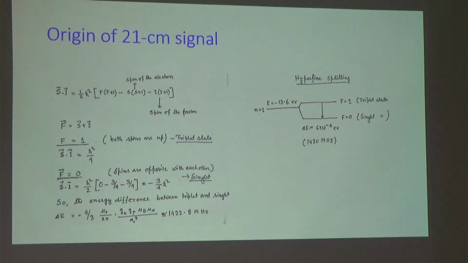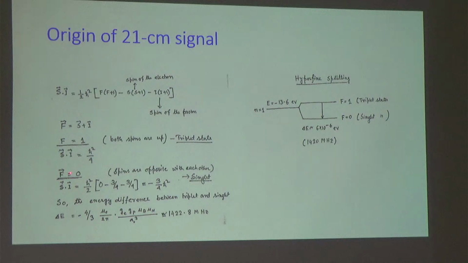F is the total spin, proton spin plus electron spin, and it can have two values, 1 or 0. So 1 means when proton spin and electron spin are aligned in the same direction. In that case, S dot I is h-bar squared by 4, and that is called the triplet state because F is 1. So the Z component of F will be plus 1, 0, and minus 1. So these are degenerate states. That's why it's called the triplet state.